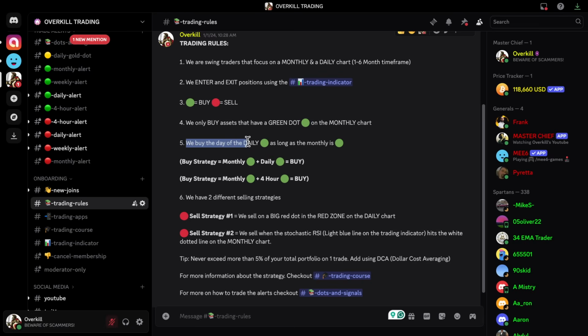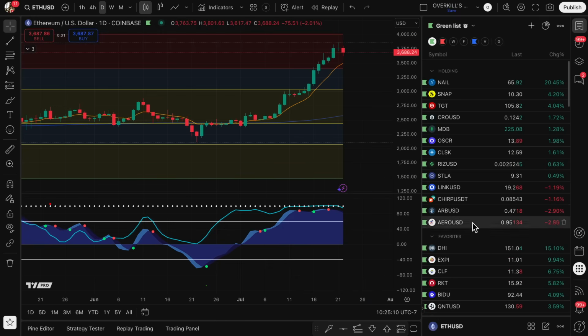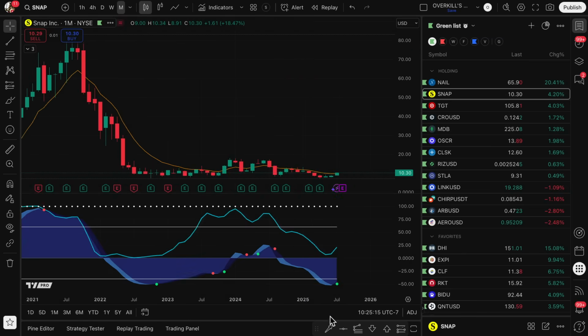So again, that rule number 5 is we want to buy as long as the monthly is green. So as long as the monthly is green, it's on our watch list. Those are the names we're watching. You can see Snapchat taking off here today. Look at this. Green dot here on the monthly.